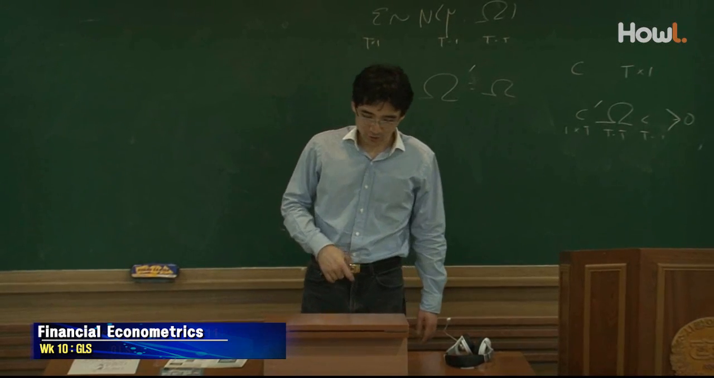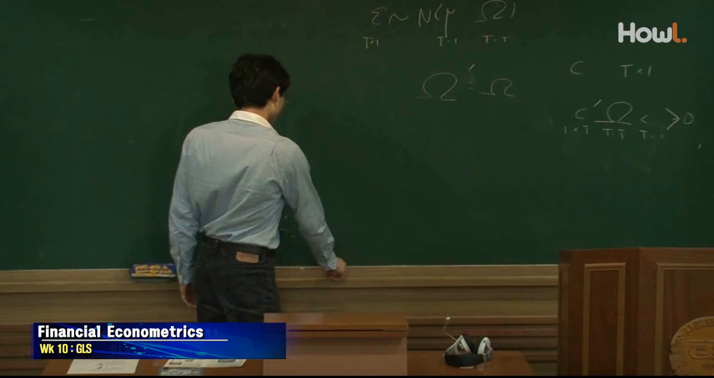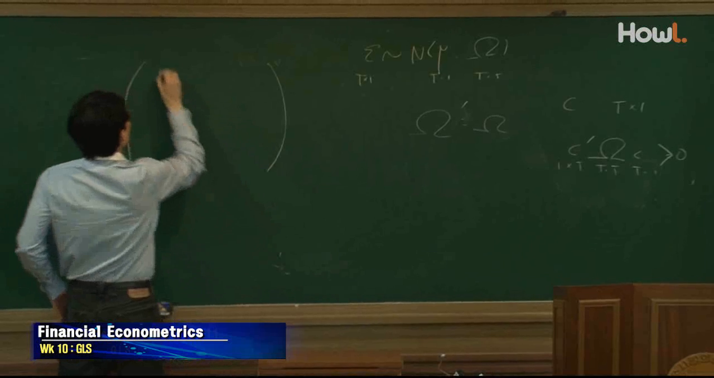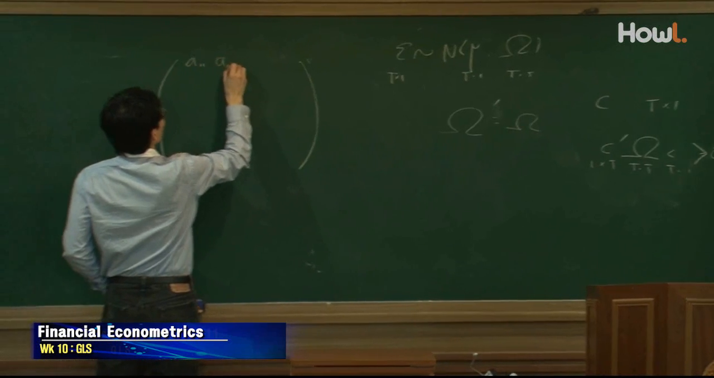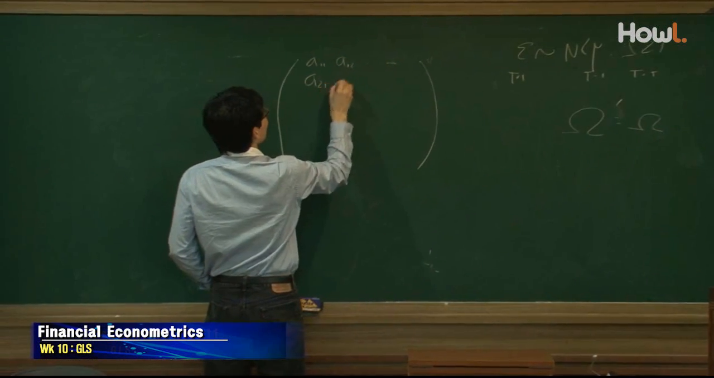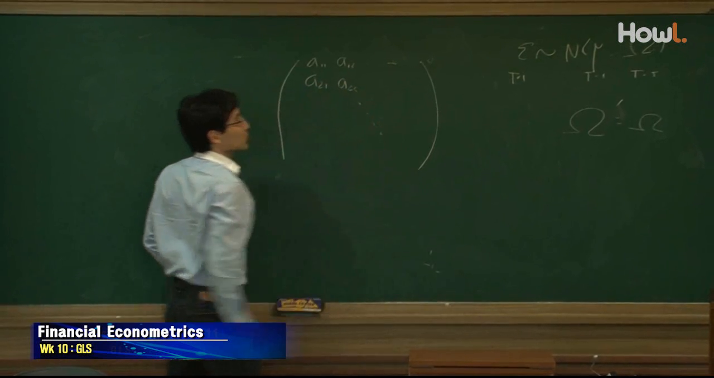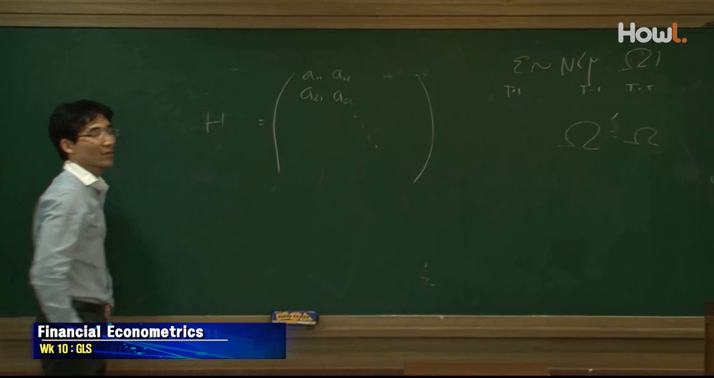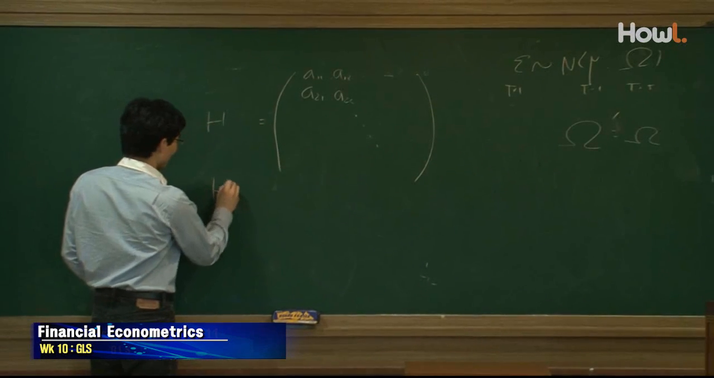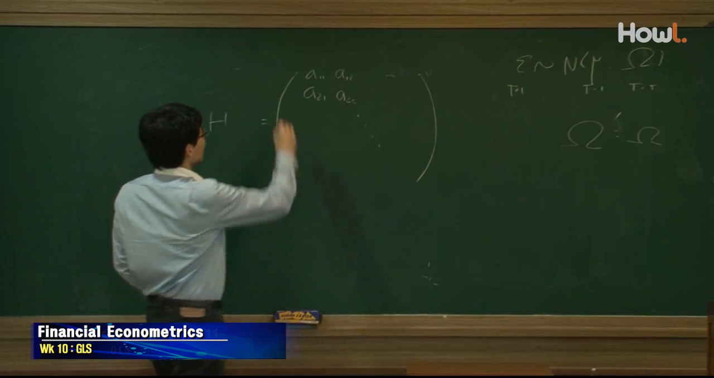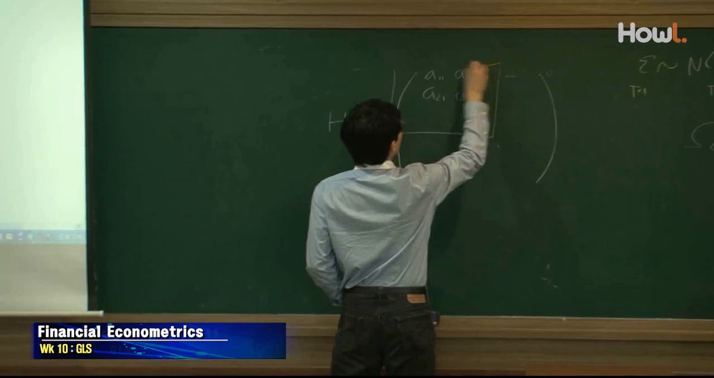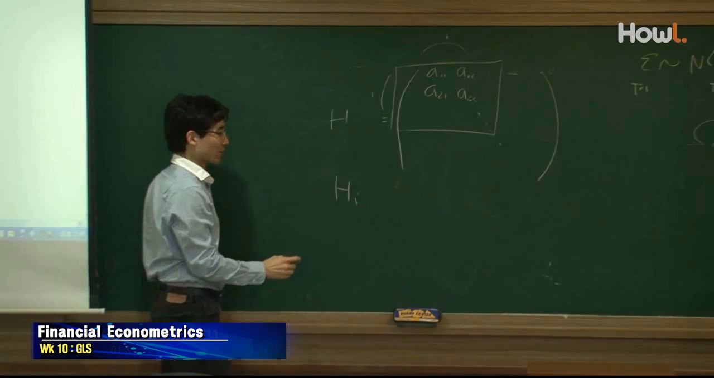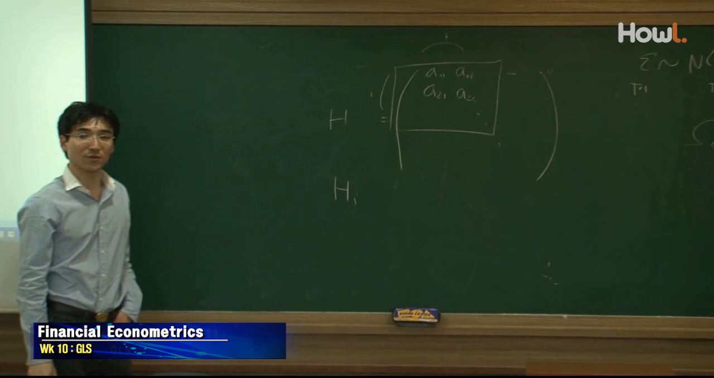Anyway, to check whether a matrix is positive semi-definite, A equals A11, A12, A21, A22, something like this. Basically, let's call this one H. And we call H_i the first i part. So this length is i, this length is i. So it is some submatrix of H. Let's call this one H_i.